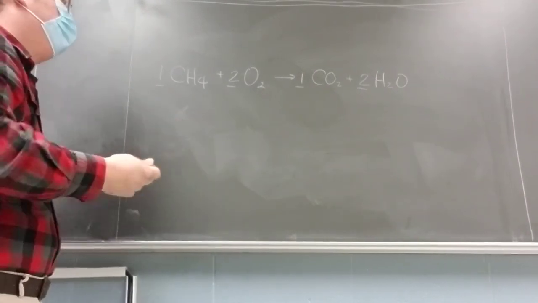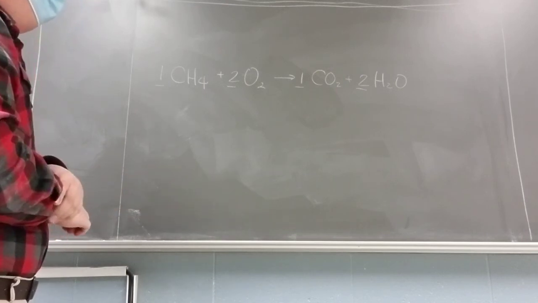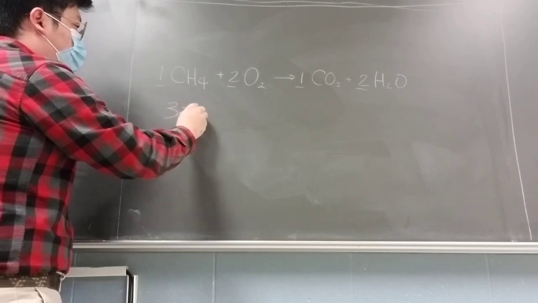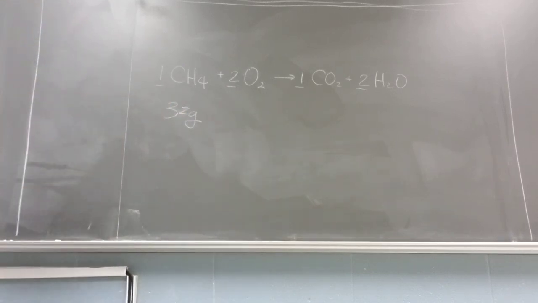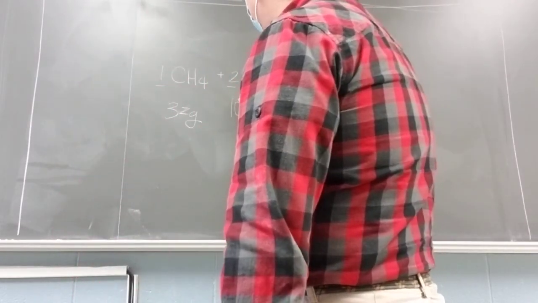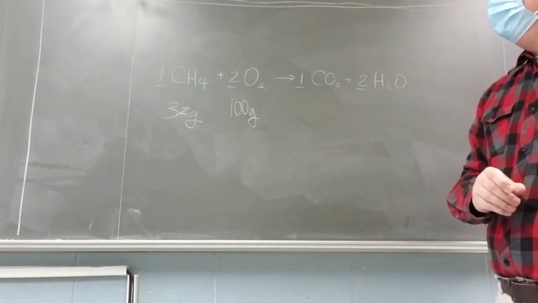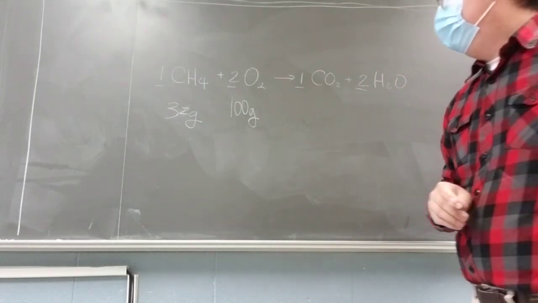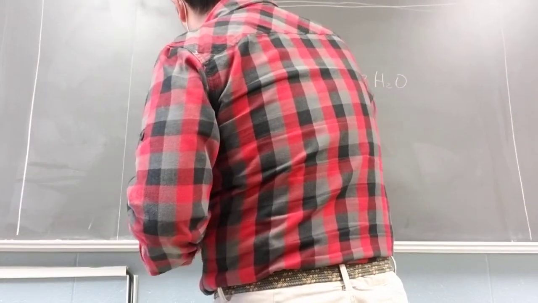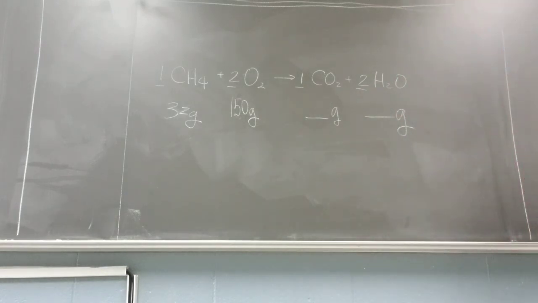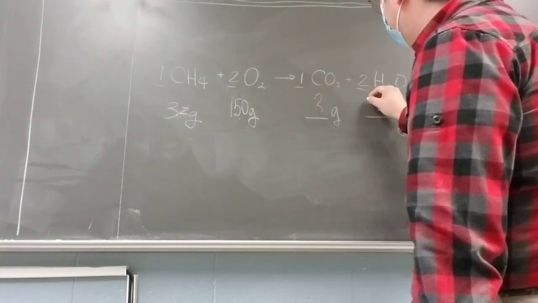And then this is the chemical equation of the organic compound combustion reaction. So for example, if I give you some numbers, like this is now 32 grams, okay? You have 32 grams of this one, and you have 100 grams of this one, okay? Or let's make it 150 actually. And you can find out how many grams of these two products we produced, okay?